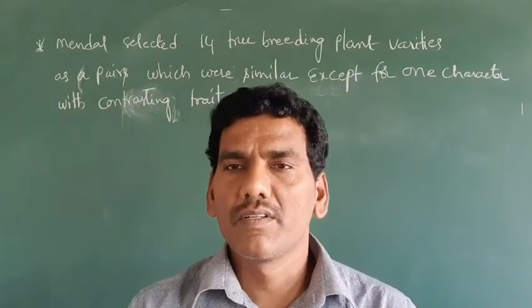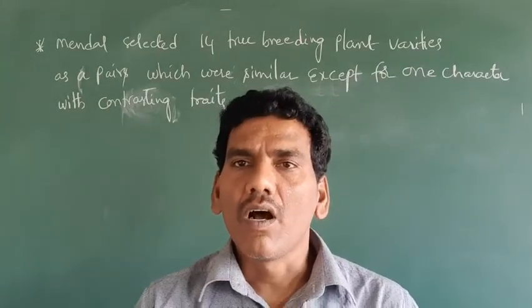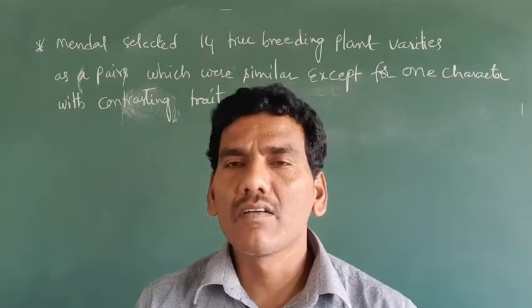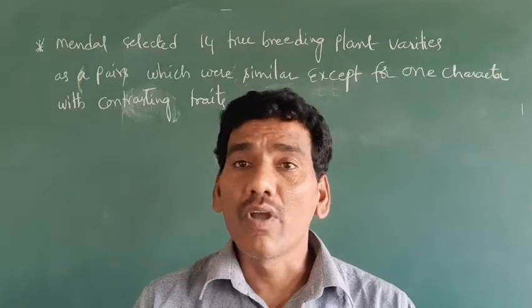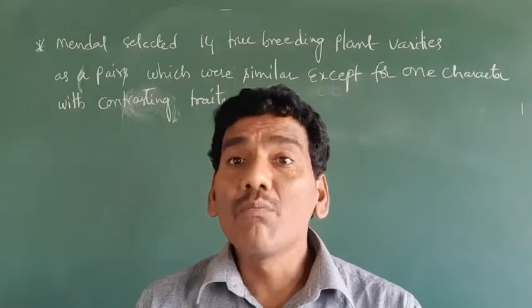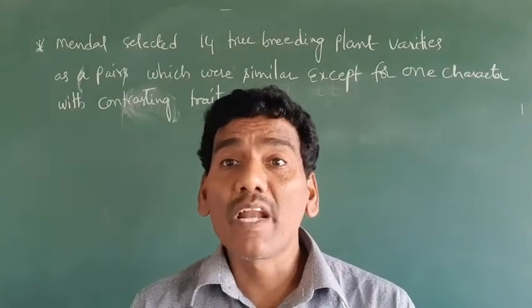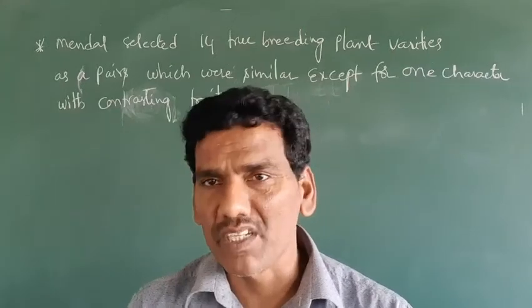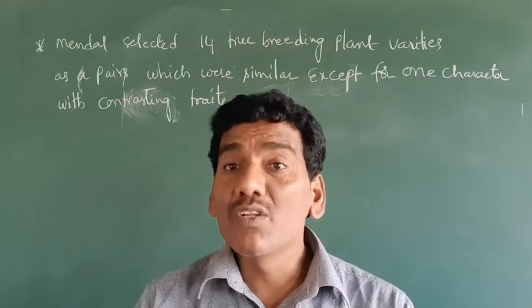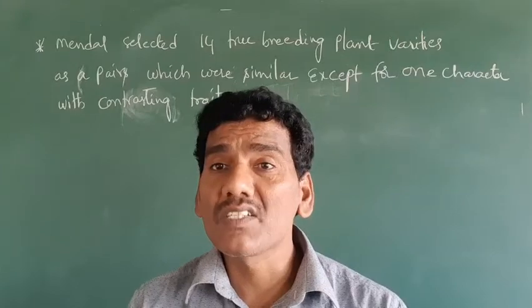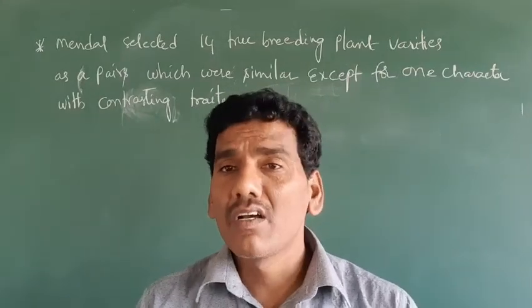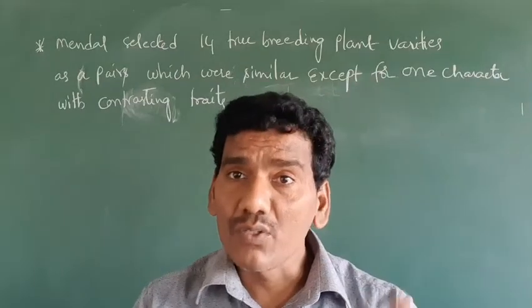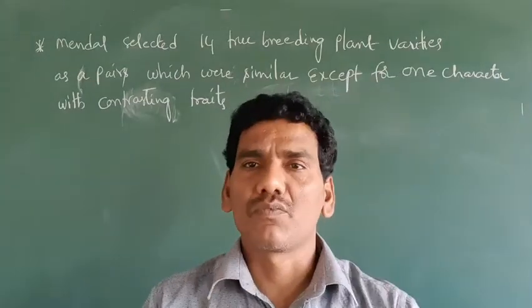Good morning students. In the previous video we have already completed the introduction part of genetics. In this video we are going to see why Mendel selected the pea plant for his hybridization experiment. Why Mendel chose the pea plant for his hybridization experiment. First of all, I will give two or three characters regarding the introduction part also.